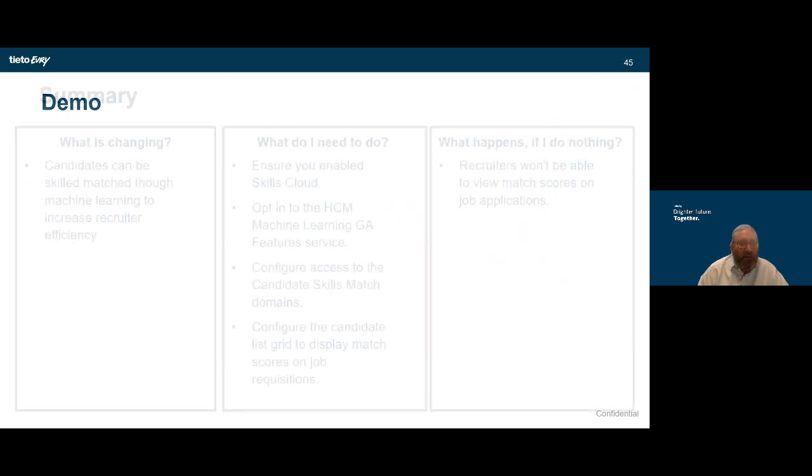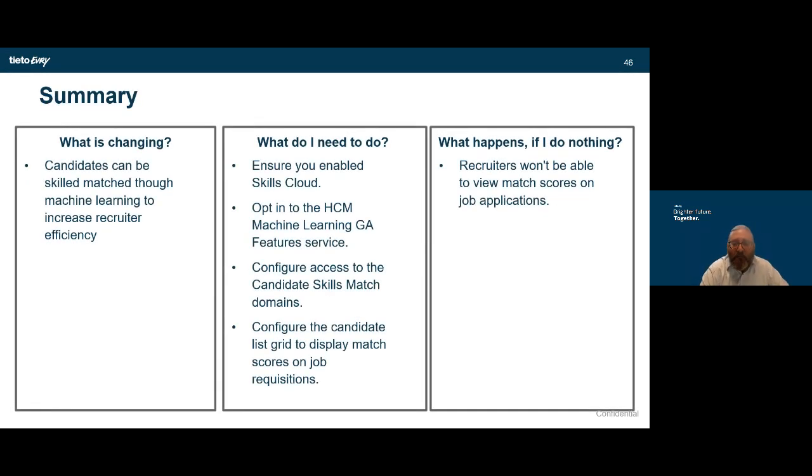So let's go back to our slide deck and our summary. We can now use machine learning to match candidates to job recs. We need to use Skills Cloud and opt into the machine learning GA features. We need to configure our domain security policies and update our candidate list grid. Obviously, if we take no action, those skills match fields simply won't be there on the job rec. Our recruiters won't be able to use them.